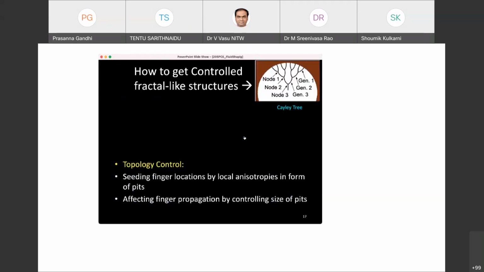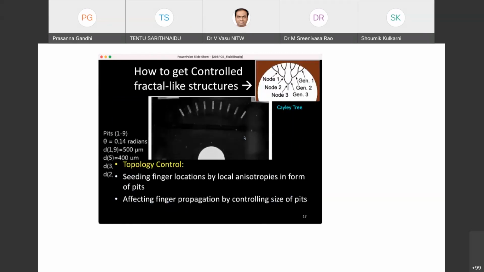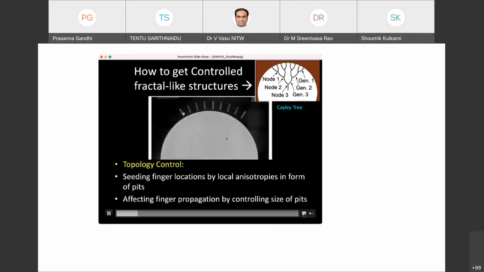Okay, then how do you get controlled kind of patterns? So instead of random patterns, you want to get controlled patterns. You observe this process. Here we have seeded some kind of scratches on the surface. Okay, so there are some grooves that are made on the surface. And now these grooves act as preferential points for the air fingers to grow.